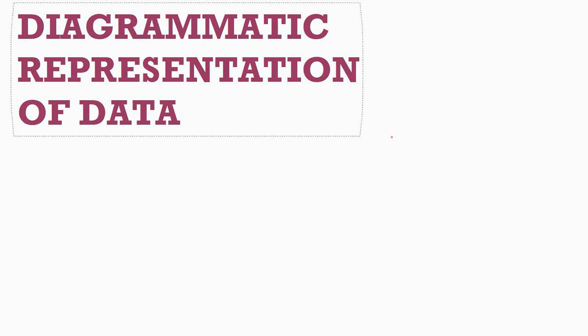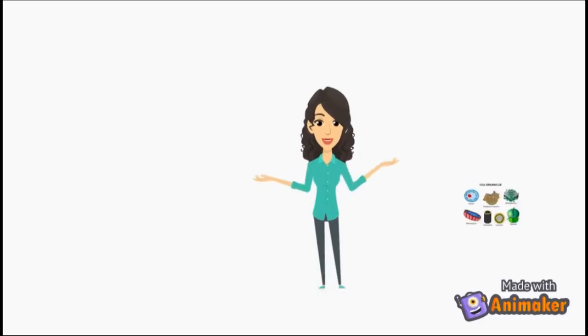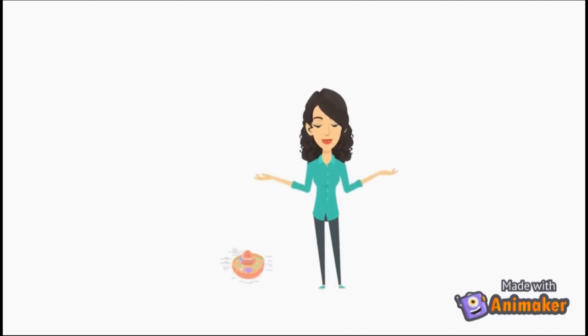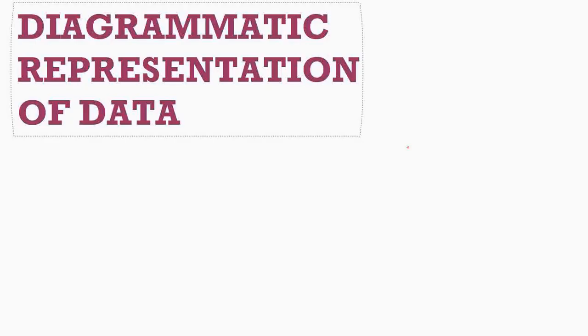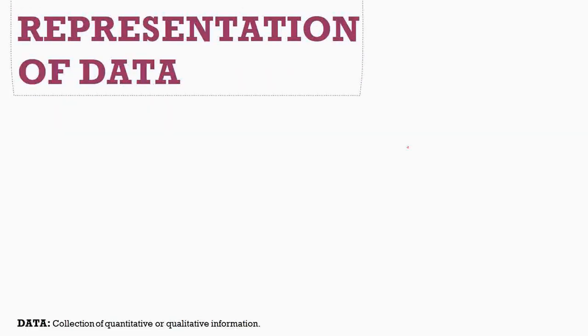In today's video, we'll be seeing the diagrammatic representation of data. So before seeing the diagrammatic representation, we need to know what is a data. A data is regarded as a collection of quantitative or qualitative information. Usually, raw data are represented in the form of tables or numbers.